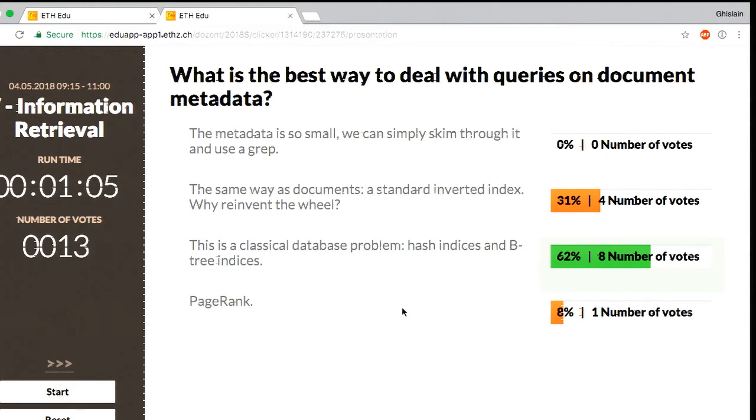So the standard inverted index here does not apply because it's not full text. Here I really mean the document metadata with exact matches or range matches. So this is the reason. The standard inverted index is really here if you have full text searches. You would use a standard inverted index if you do want to query the title and the abstract as full text. Then yes, you can use the standard inverted index.